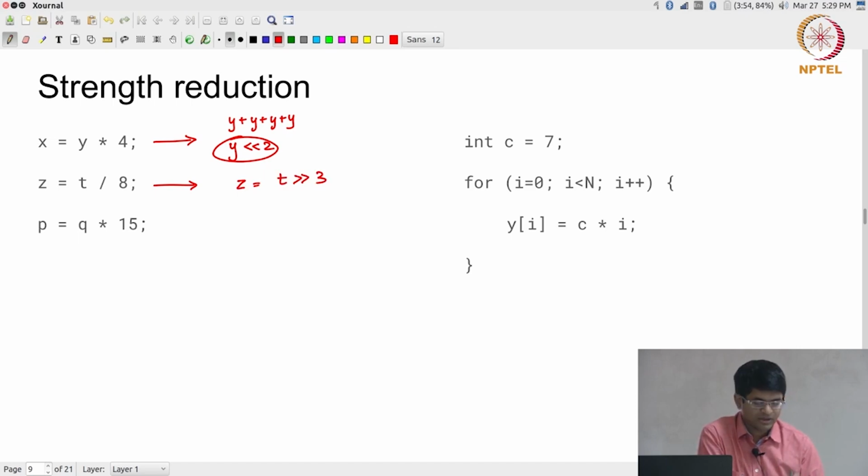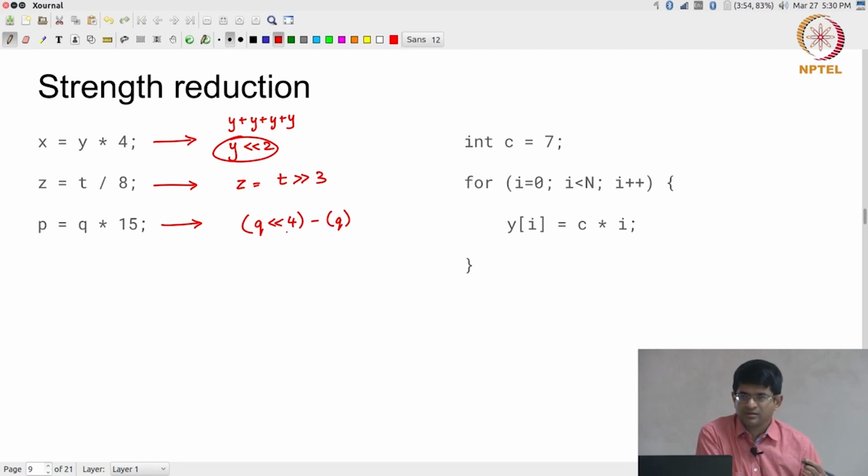Multiplication by 15, what could you do here? 16 minus 1. So you could write this as q left shift 4 minus q. Now it is a bit more tricky, it is no longer so obvious that this is better than multiplication, and in fact what you will find is that on most modern processors, definitely any Intel or AMD processor in a reasonably modern laptop or desktop, this instruction on the right, the shift and subtract, is going to take more time than the multiplication.